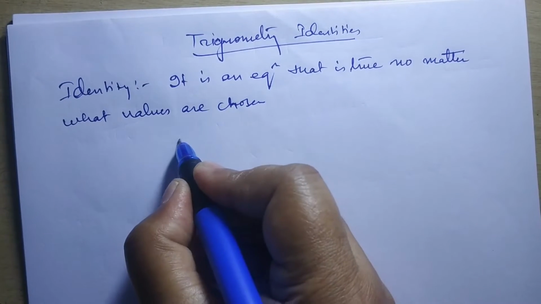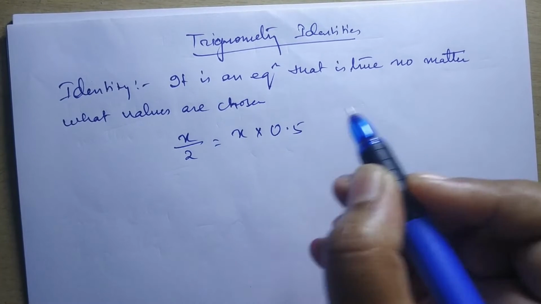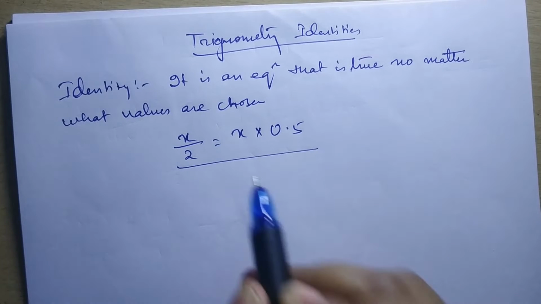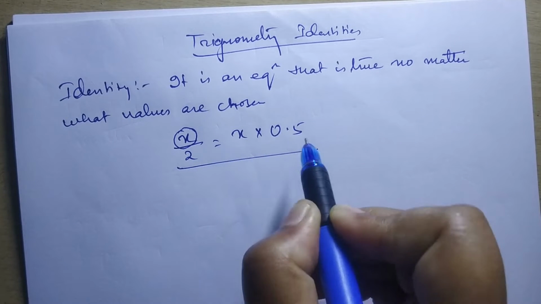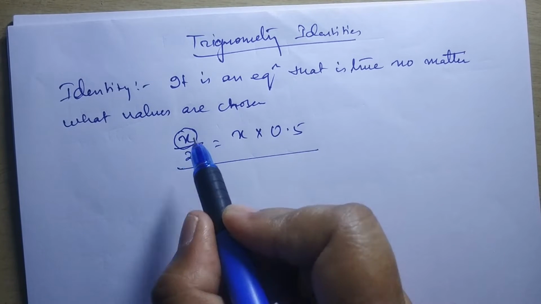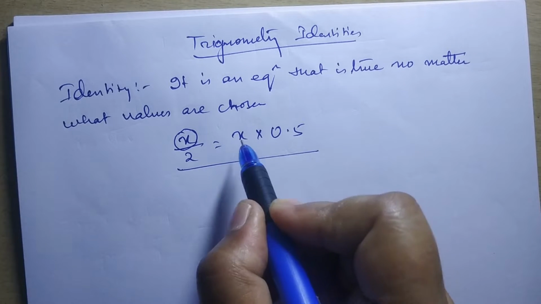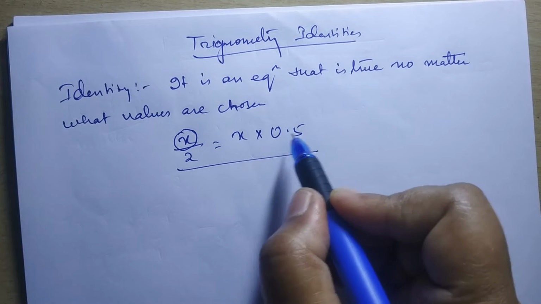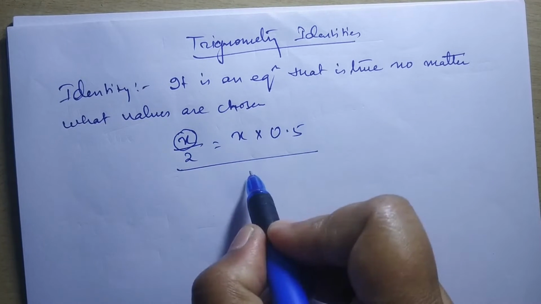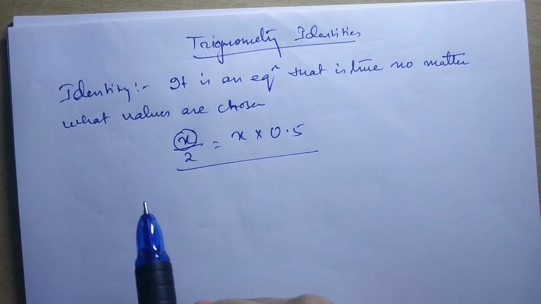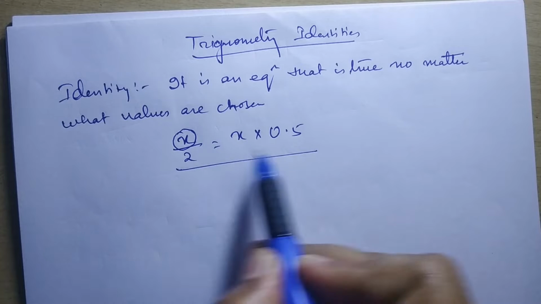For example, we have an equation x by 2 is equal to x into 0.5. Now this is an equation. For this particular equation, whatever value you take for x, you find that LHS will be equal to RHS. Suppose I take 100. So 100 by 2 is 50. Here also in the RHS, 100 into 0.5 is again 50. So LHS is equal to RHS. So this particular equation stands true no matter whatever values you take for the variable x. So this is said to be an identity.